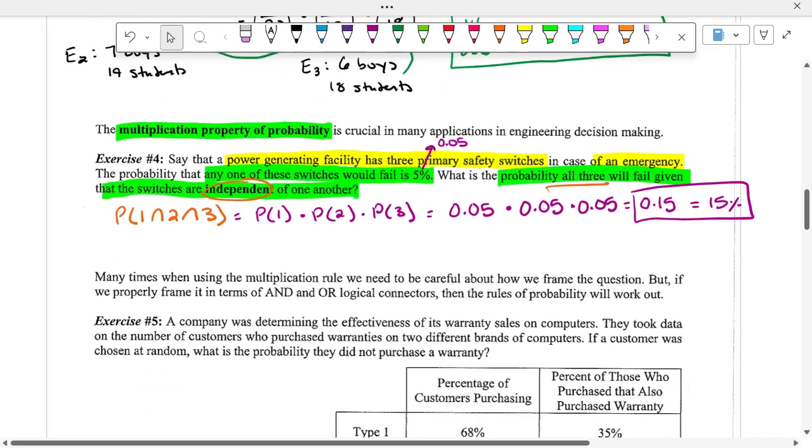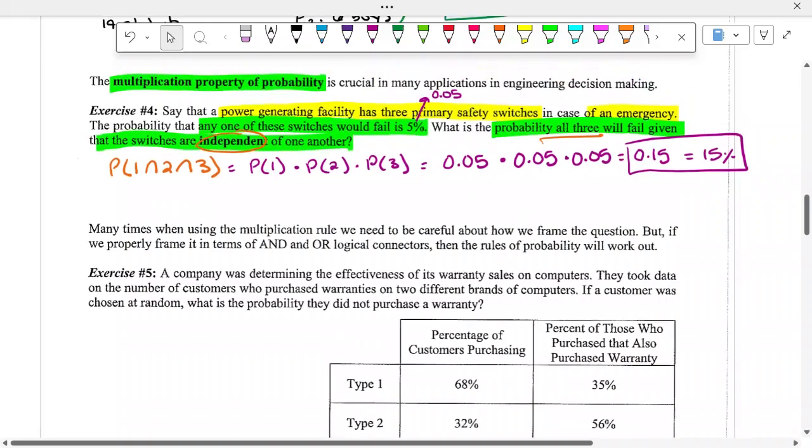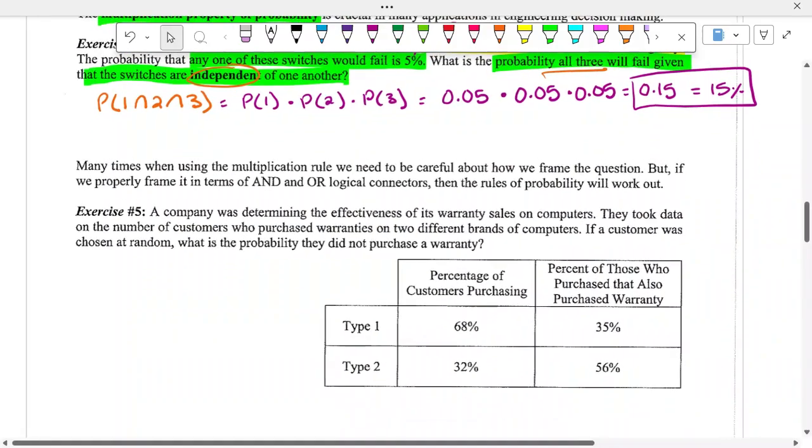Okay. So are you guys understanding how to use that multiplication rule? Basically, with ands, you just have to ask yourself, is it independent or not? Is there a replacement or not? More often than not, they'll flat out tell you. Or it's going to be really straightforward, like, oh yeah, this is going to be independent, or this is going to be dependent. There's going to be a replacement or whatever.